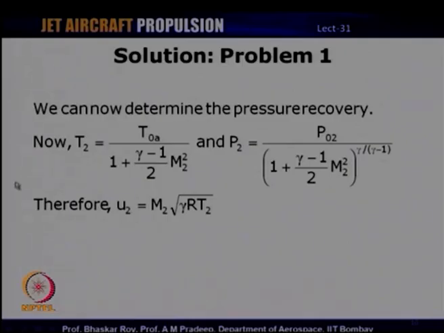velocity at station 2. Therefore, T2, that is static temperature at station 2, is T0A divided by 1 plus gamma minus 1 by 2 M2 square, M2 is given to us. Similarly, P2 is P02 by 1 plus gamma minus 1 by 2 M2 square raised to gamma by gamma minus 1. So, U2 can be calculated because M2 is known, T2 is also known. So, we can calculate the velocity at station 2, which is Mach number times square root of gamma R T2.